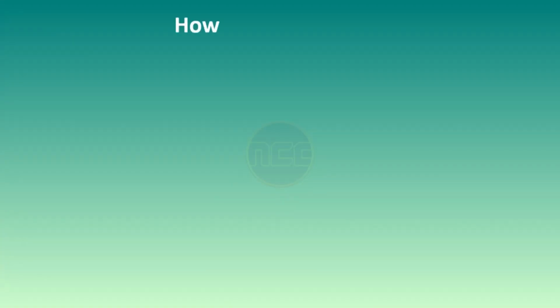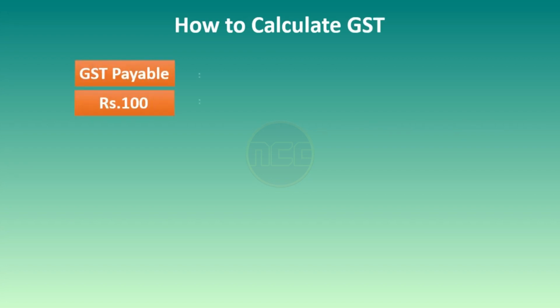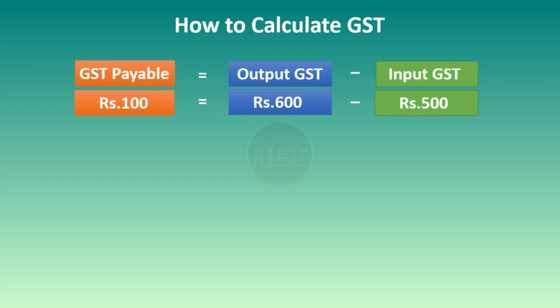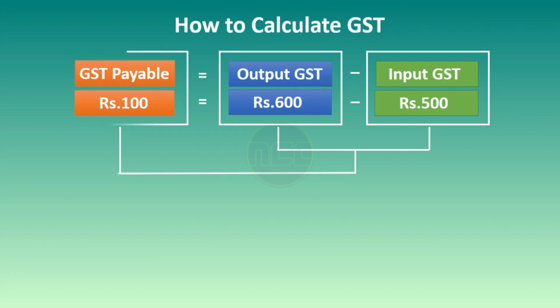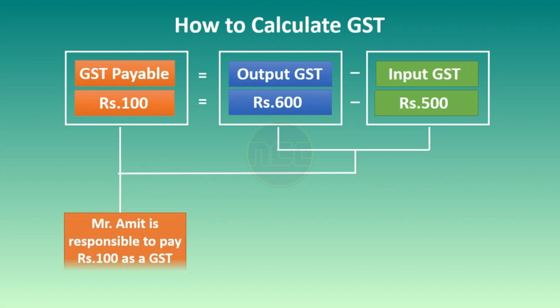Then how is GST calculated? There is an equation: GST payable is equal to output GST minus input GST. In this example, there is 600 output GST and rupees 500 is the input GST. So 600 minus 500 equals rupees 100. That is, Mr. Amit is responsible to pay rupees 100 as GST to the government.